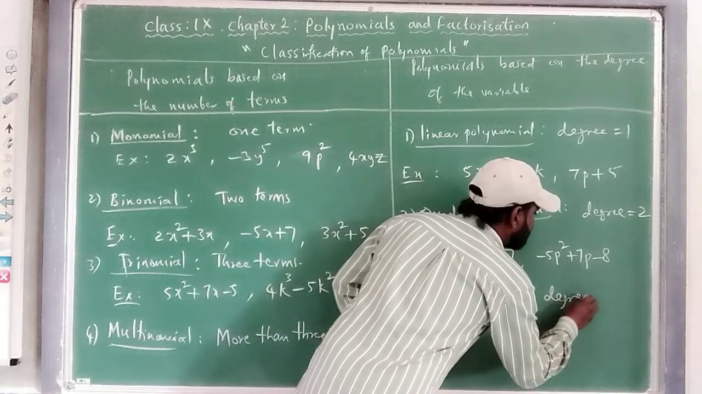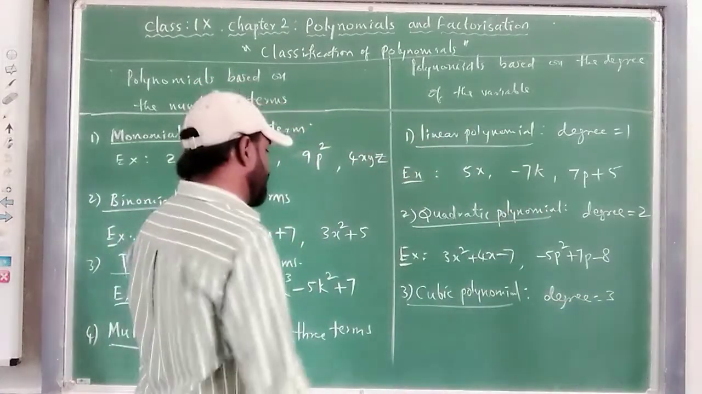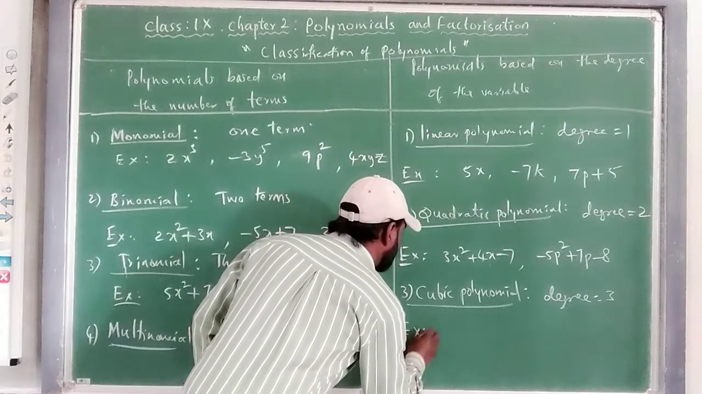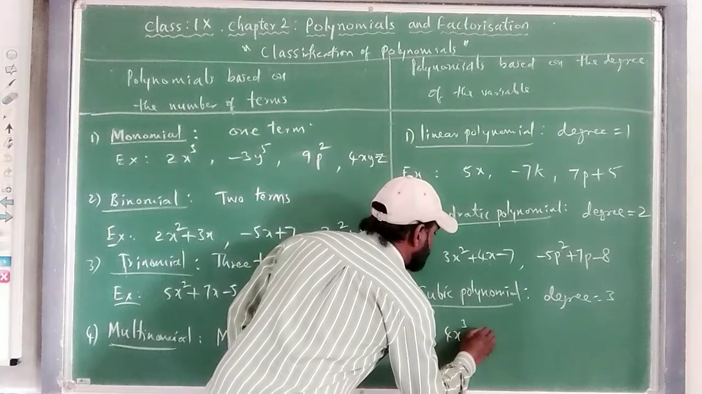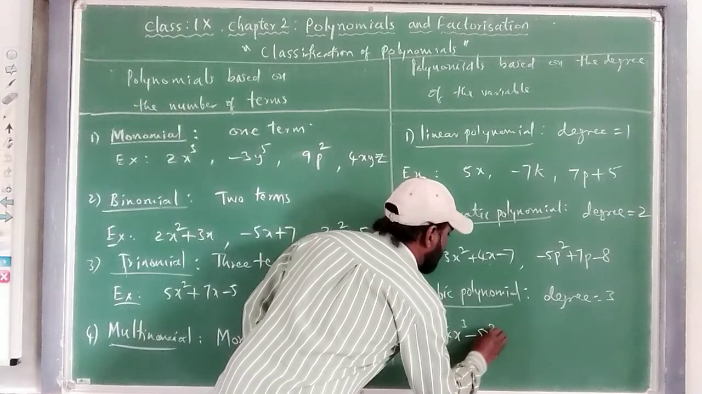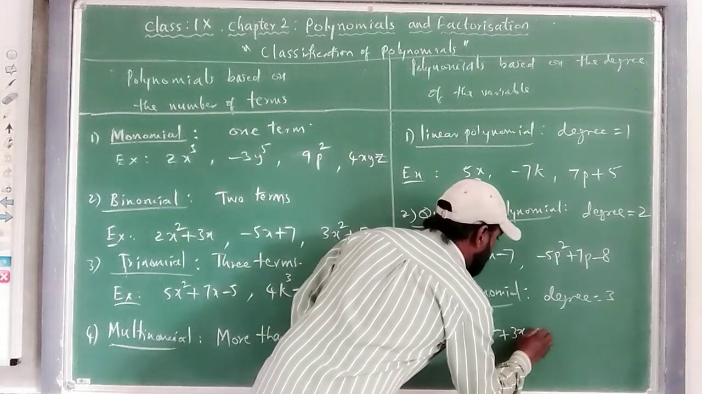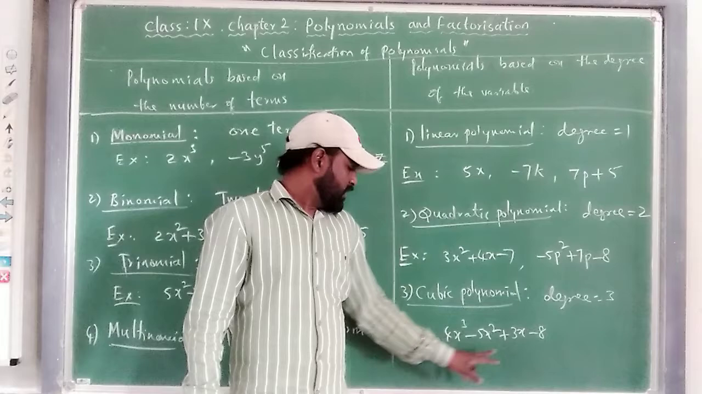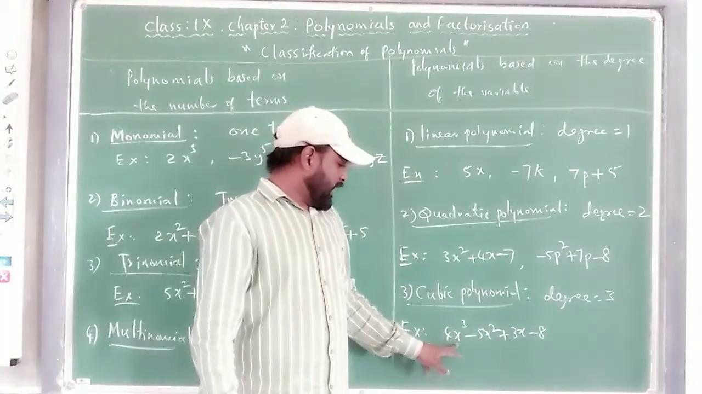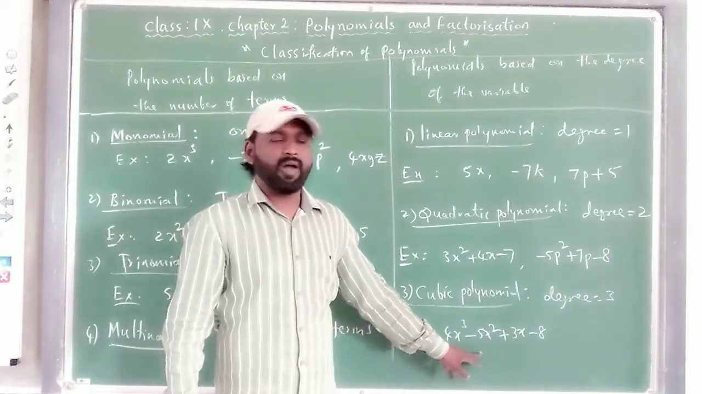The degree of the variable should be 3. For example, 4x cube minus 5x square plus 3x minus 8. What is the variable in it? x is a variable. The degree of the variable is 3. So it is called a cubic polynomial.